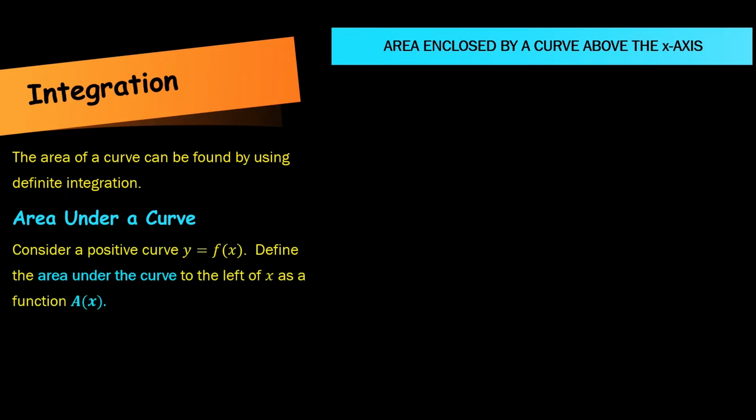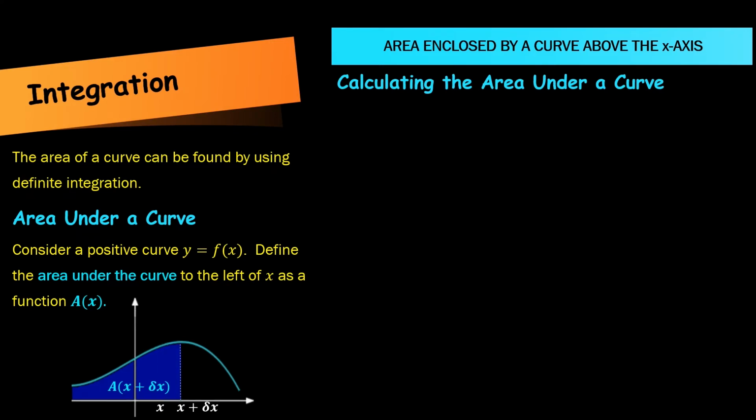Consider a positive curve y equals f of x and define the area under the curve to the left of x as a function A of x. So here's our curve, it's positive. Consider the point x and the corresponding point where it meets the function at f of x, and the area under the curve to the left of x, which is denoted by A of x.